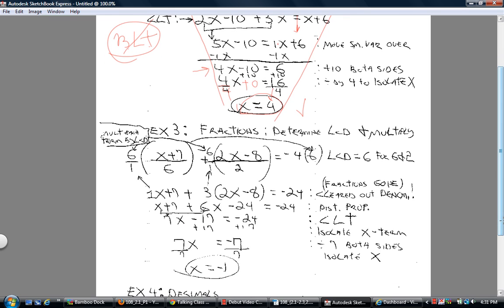Example 3, it says fractions. Determine the LCD and multiply. Okay, this original problem does not have the parentheses, so bear with me, I'll try to highlight it. It's (x plus 7) divided by 6, then it's (2x minus 8) divided by 2 equals negative 4.